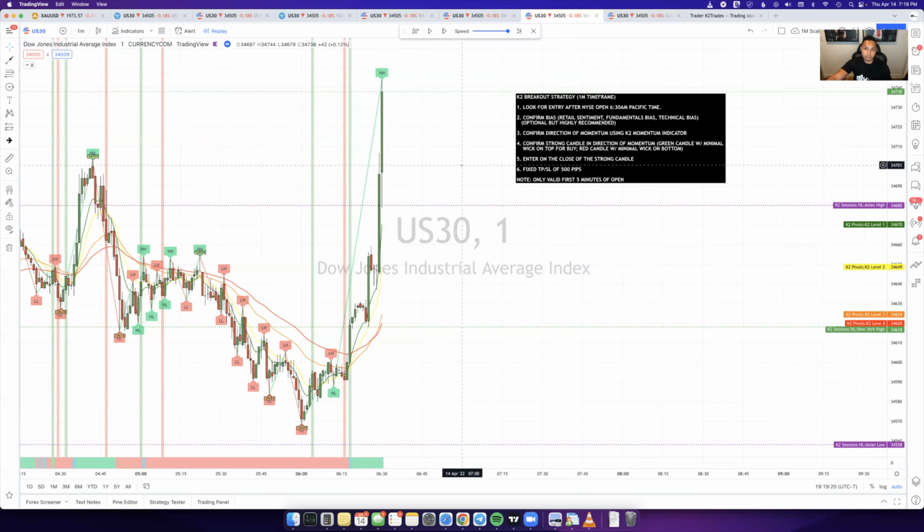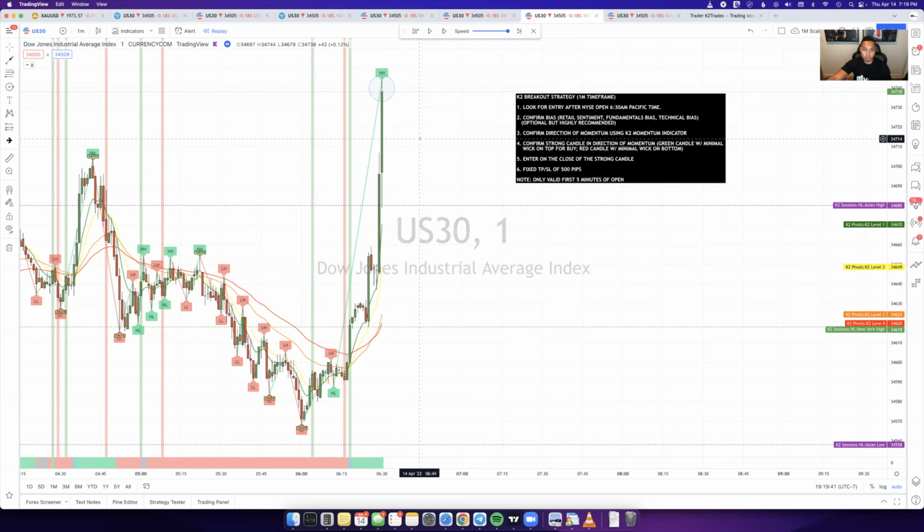The next step, you're going to confirm a strong candle in the direction of momentum. So since we're looking for buys here, you're looking for a strong green candle. A strong green candle is basically going to be a green candle with little to no wick on the top side. As you can see right here, there's a big body, small wick on top. So with that said, this is going to fit the requirement.